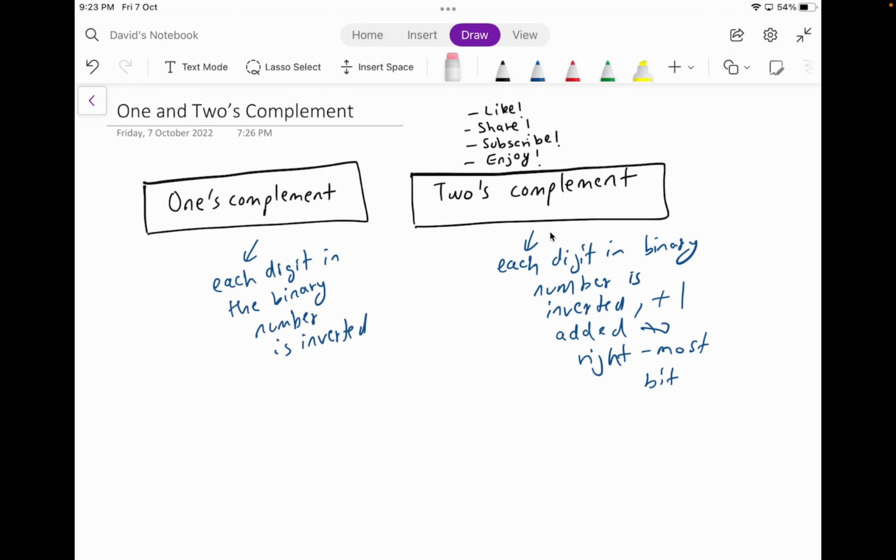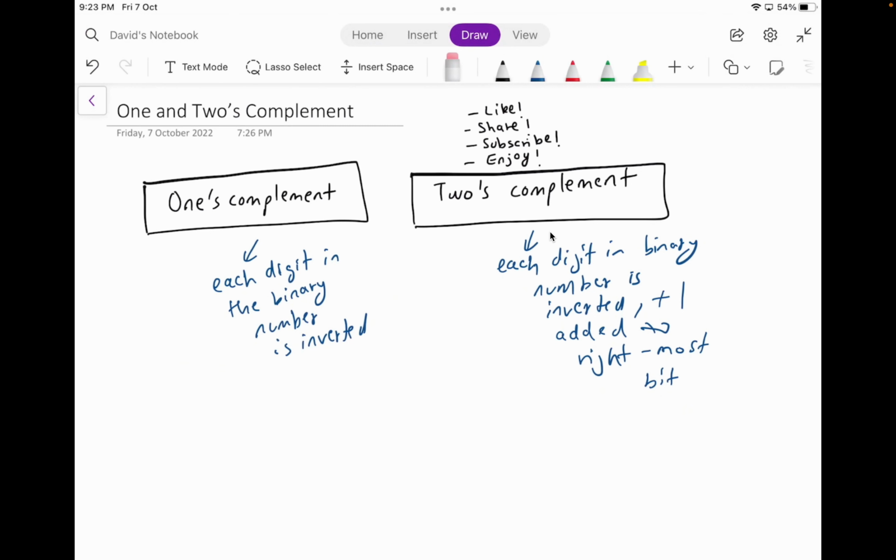Alright, so ones complement. The one thing that you must remember for ones complement is that each digit in the binary number is inverted. So in other words, 0 becomes 1 and 1 becomes 0. Let's take an example of how it's going to be applied in a question.